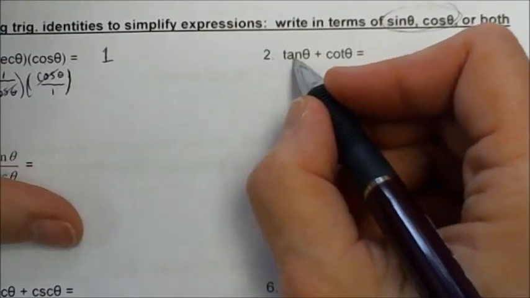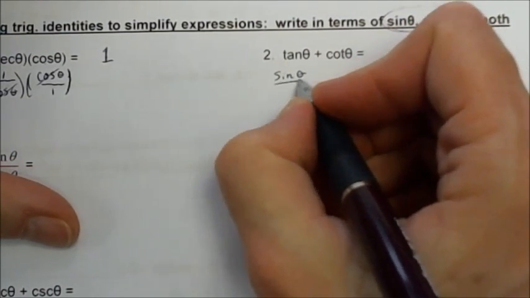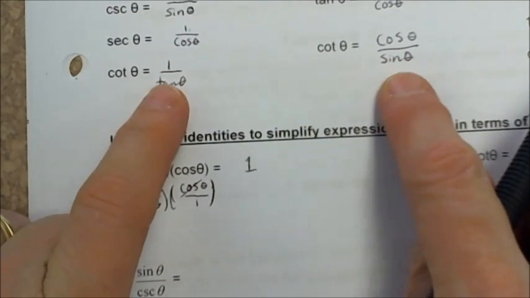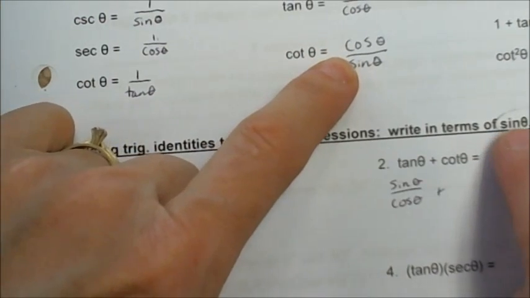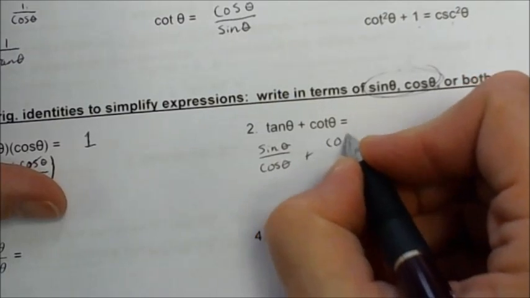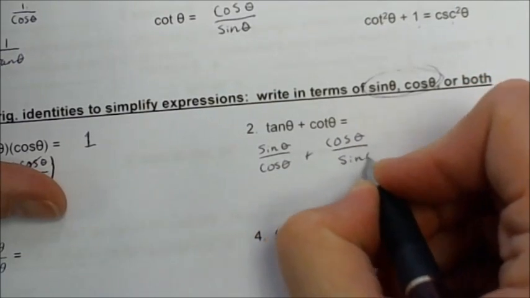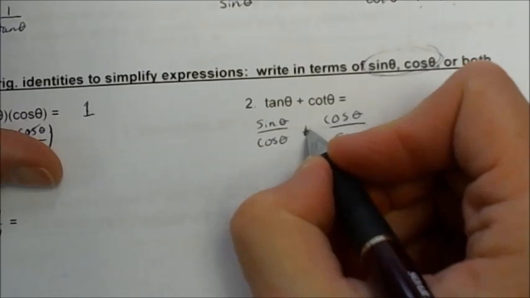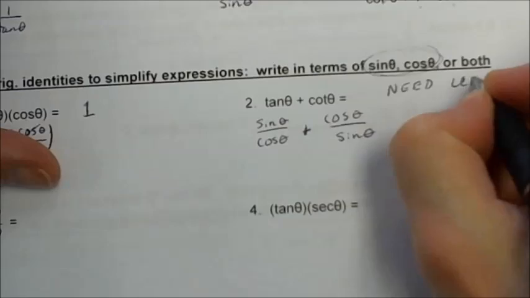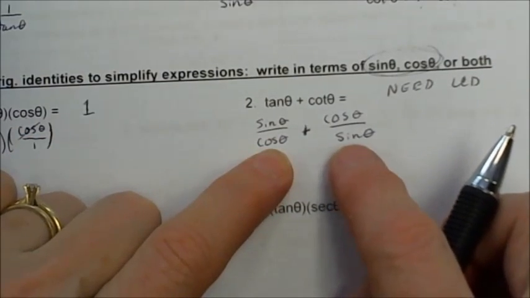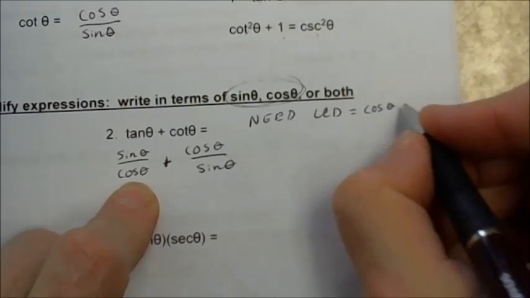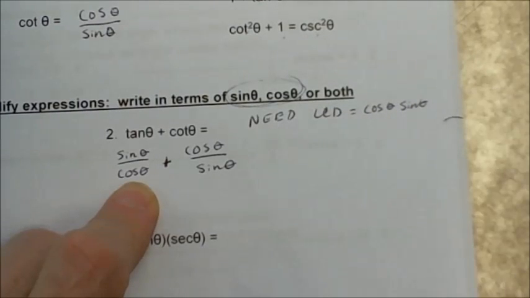The second example, tangent is equal to sine over cosine. Cotangent is equal to both of these things, but because we only want everything in terms of sine or cosine only, we're going to use this one. So we have cosine over sine. Now, in order to add 2 fractions, you need an LCD. And the LCD is the cosine of theta times the sine of theta.